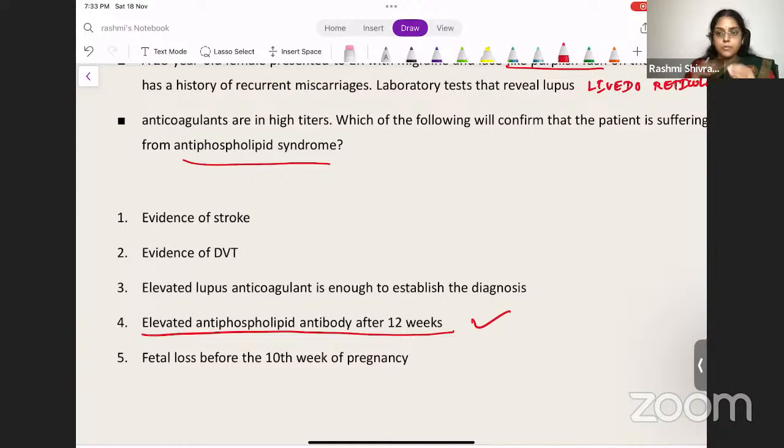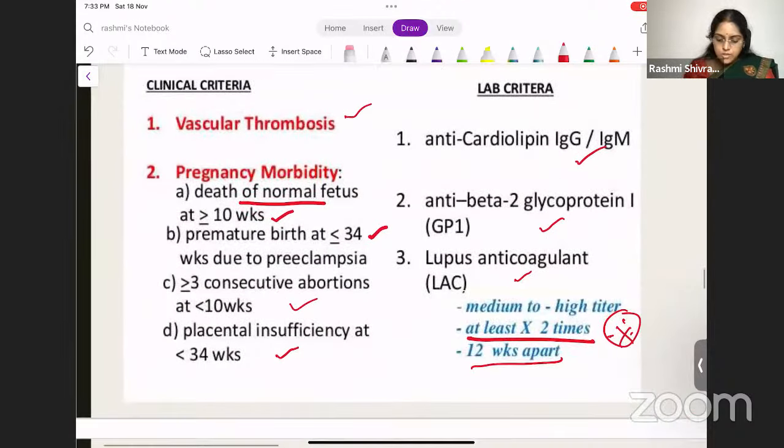But what will confirm is that these lupus anticoagulants or all these antiphospholipid antibodies should be positive even after 12 weeks. That is the most important point. That is the most diagnostic point in this, right? So the clinical criteria and lab criteria both should be taken into consideration. But all these antibody titers should be present in medium to high titers. In the question, they have mentioned high titers. And the most important point is, even after 12 weeks, these should be positive. That is when you make the diagnosis of antiphospholipid antibody syndrome.